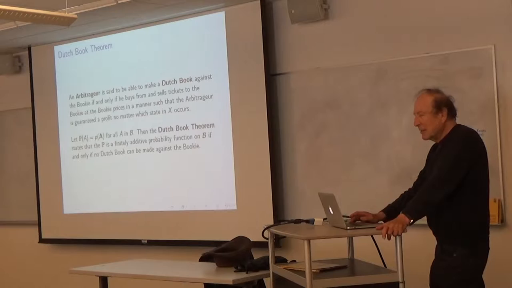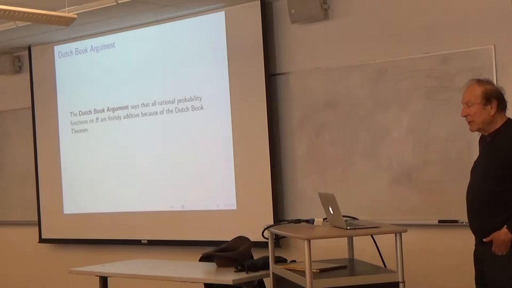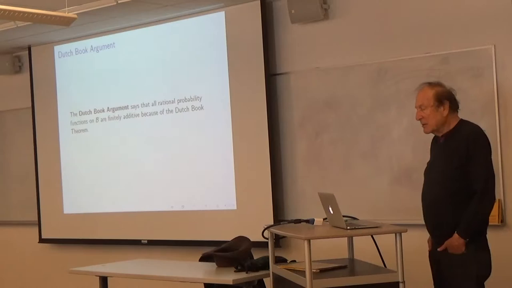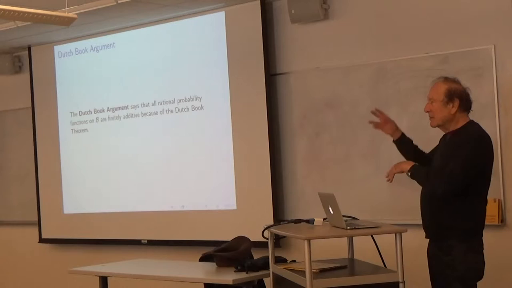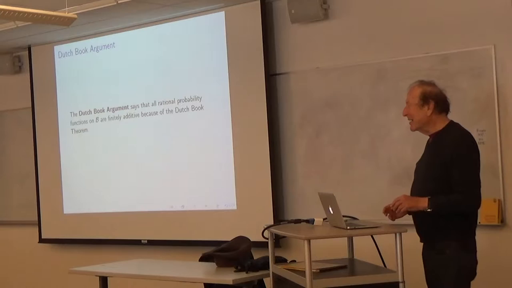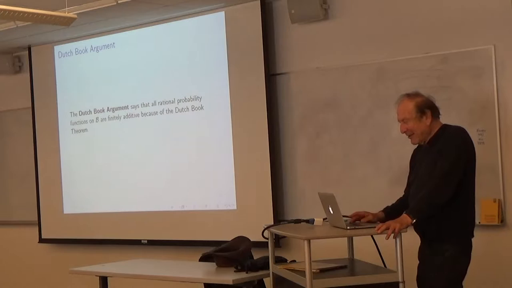The philosophical part comes in the Dutch book argument. It says all rational probability functions on the Boolean algebra are finitely additive because of the Dutch book theorem. So it's an argument for additivity. There's a gap between the theorem and the additivity, and that gap is where philosophers try to make money. They argue one side or the other, and they argue about the gap, and we'll just accept this as a nice condition to have.